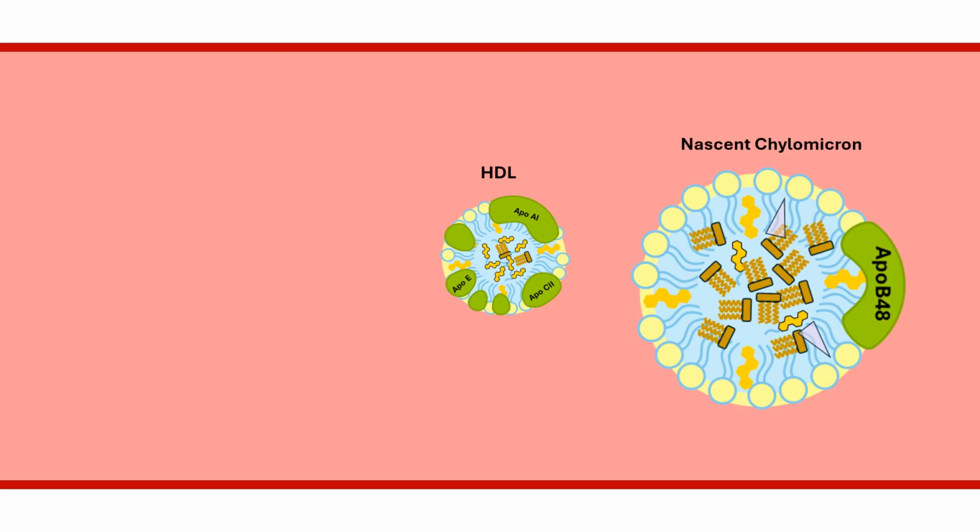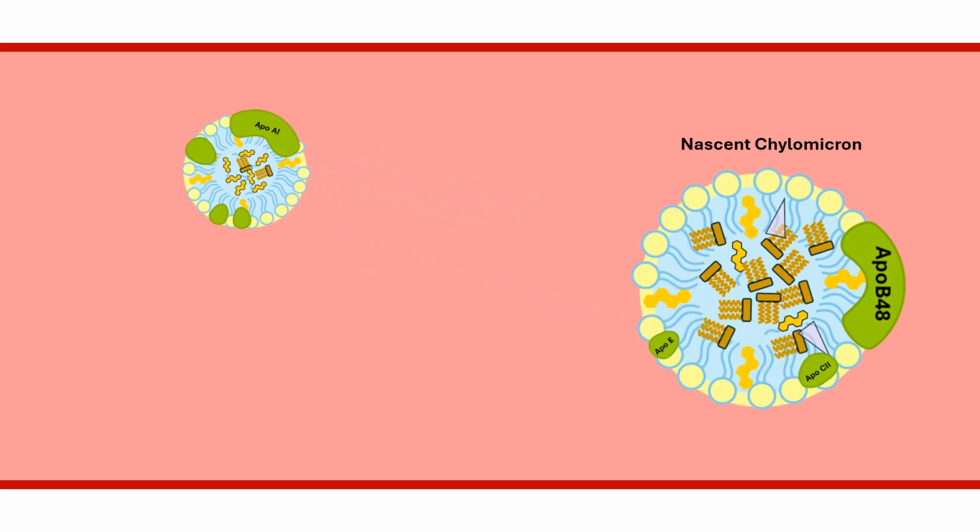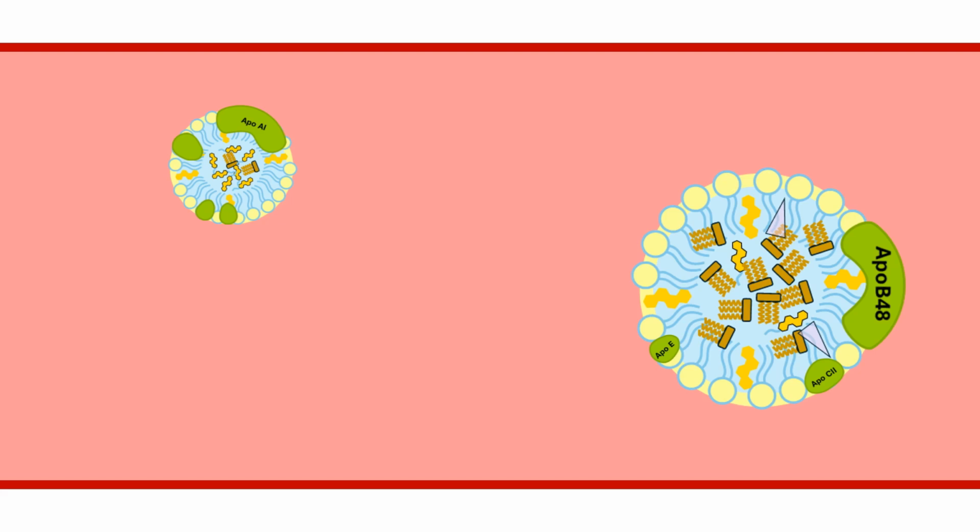For now, what is important is that the HDL bumps into the nascent chylomicron and transfers ApoE and ApoC2 to it. We shall find out what the function of these apolipoproteins is later on. The functional chylomicron now continues on its journey through the bloodstream.